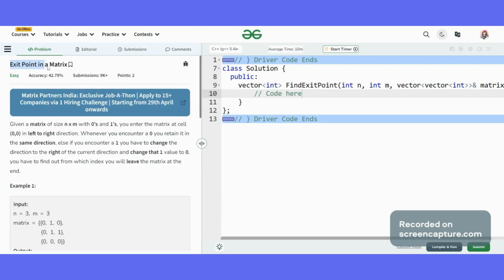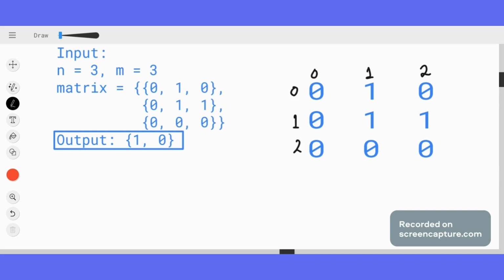Today's GFG POTD is about exit point in a matrix. Now let's see how we can solve today's problem. The problem states that I am entering through this cell, which is present at 0, 0, in the left to right direction, and will move forward in the same direction. Until I encounter a 1, I have to move in the same direction.